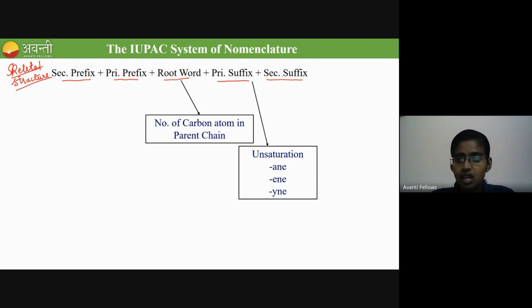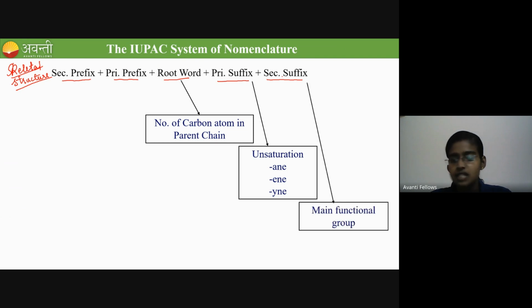Alkane, alkene and alkyne. And the secondary suffixes are your main functional group. So in the last example, we had 2 functional groups, right? One is OH and the other one is Cl. Mainly OH acts as a functional group. Cl, in most of the cases, does not act as a functional group. It is also called as substituent only. Now, if the compound contains OH, then it is the alcohol. If it is an alcohol, then you have to end the name with OL.